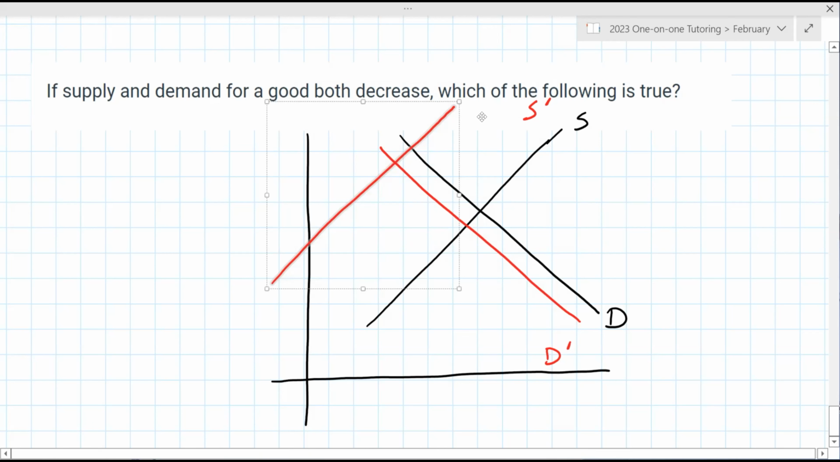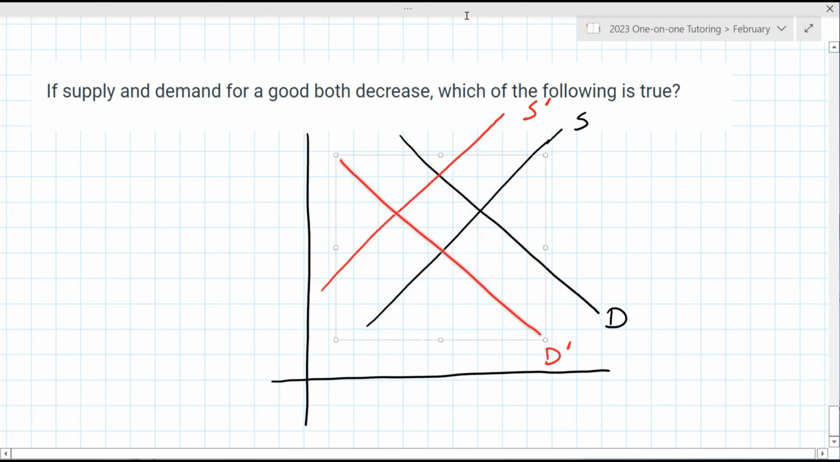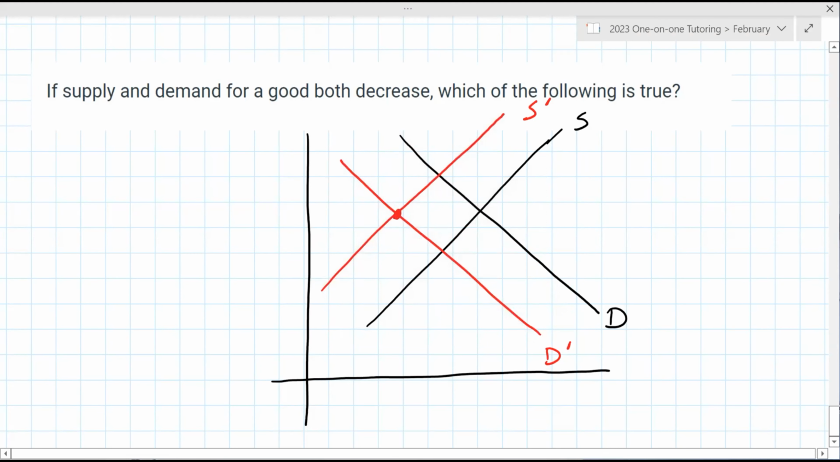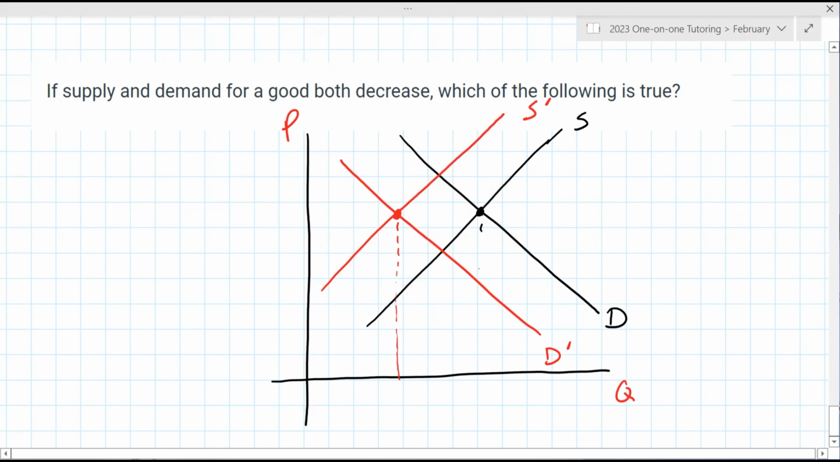Okay, and the reason I'm bringing that up is because sometimes you answer these things by just looking at the graph and saying, oh, well, that must be true. So there's this new place here. And in this example, this is quantity, this is price. How does quantity change from the black to the red? Going this direction, how does the quantity change?